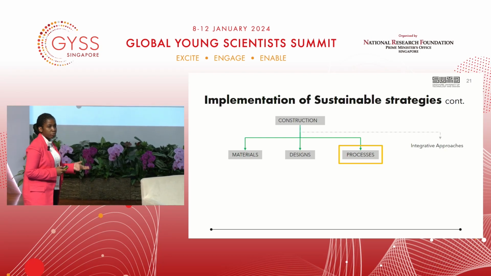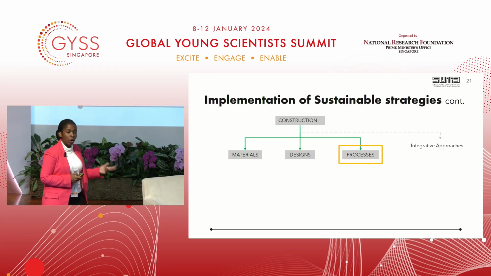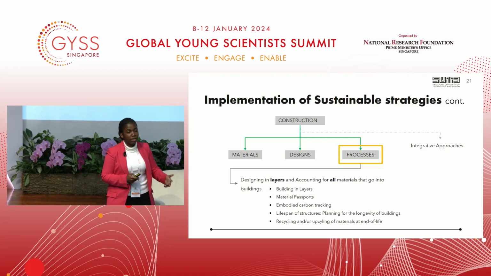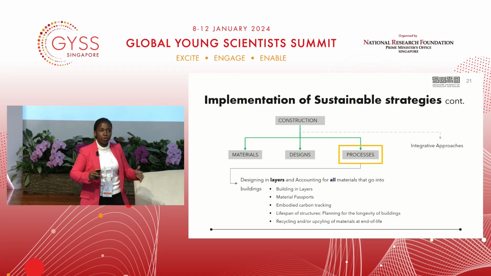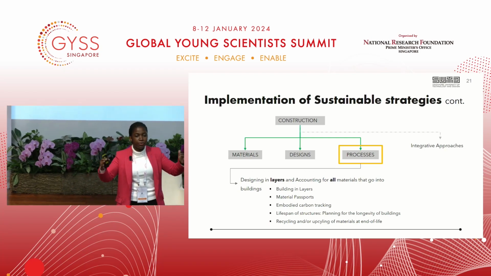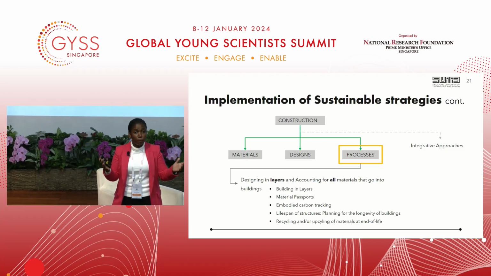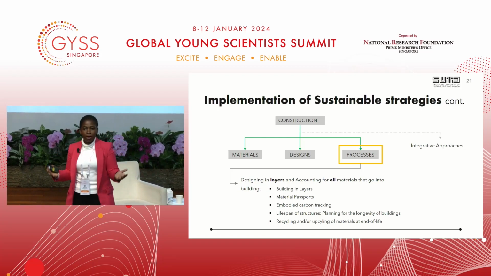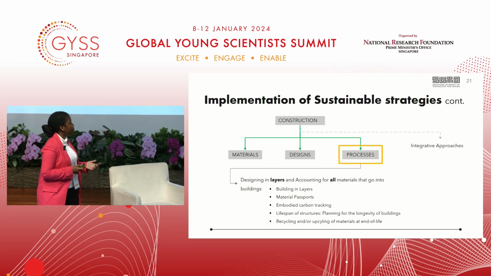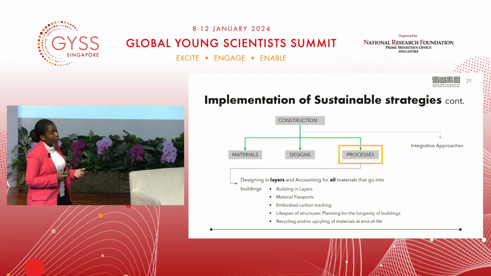The final thing is the processes. We have to think about how we go on with the processes in the construction sector. So we have to make sure that we are building in layers. We don't think of the building as just one big structure, but as layers of different structures and components in the building, which can be refurbished or maintained at different times and in different periods of years. We also have to track our embodied carbon.